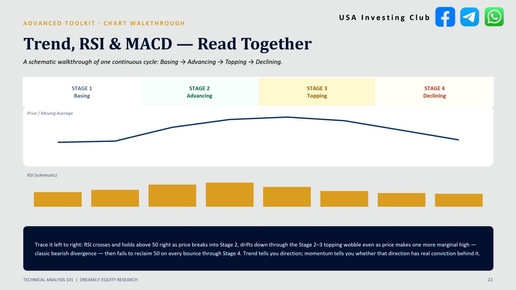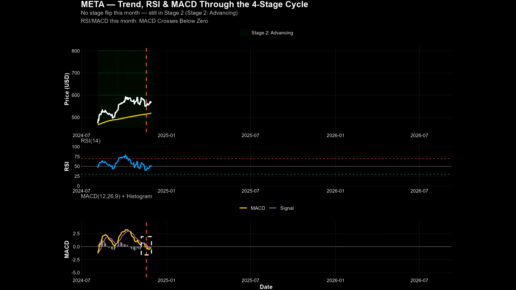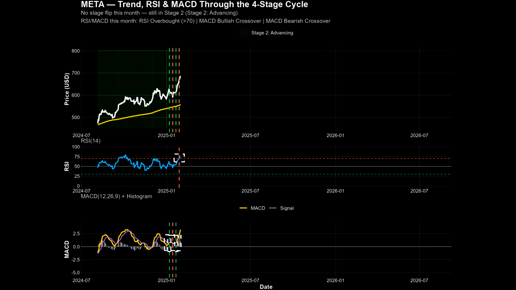This is the payoff of everything we've covered so far. Trend tells you direction. Momentum tells you whether that direction still has real conviction behind it. And reading them together is what turns two separate indicators into one coherent picture of where a stock actually sits in its life cycle. And here's that same four-stage framework applied to real metadata, with the background shaded by stage.